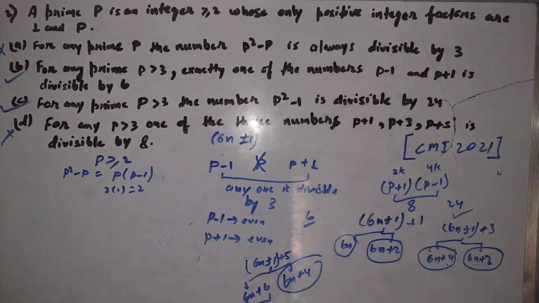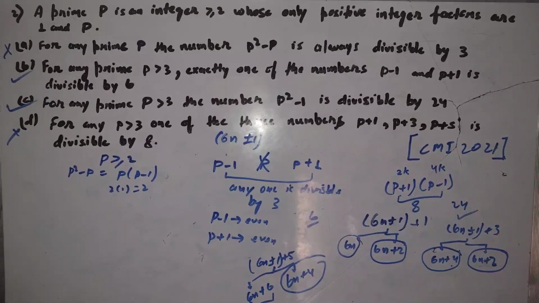So only statements A and D are incorrect. Rest B and C are true statements. So that's CMI 2021, second problem. Let's talk about problem number 3.